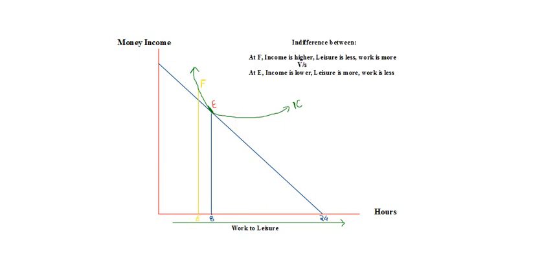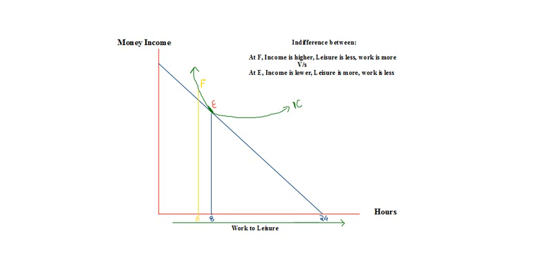Similarly, if we have to compare another point, say F and E, at F the income is higher, however the hours of leisure are very few. Out of 24 hours, this individual is working for nearly 18 hours and only 6 hours are available for leisure. However, because the person is working for 18 hours, the income is higher compared to point E, where income is lower because the person is working for 16 hours.